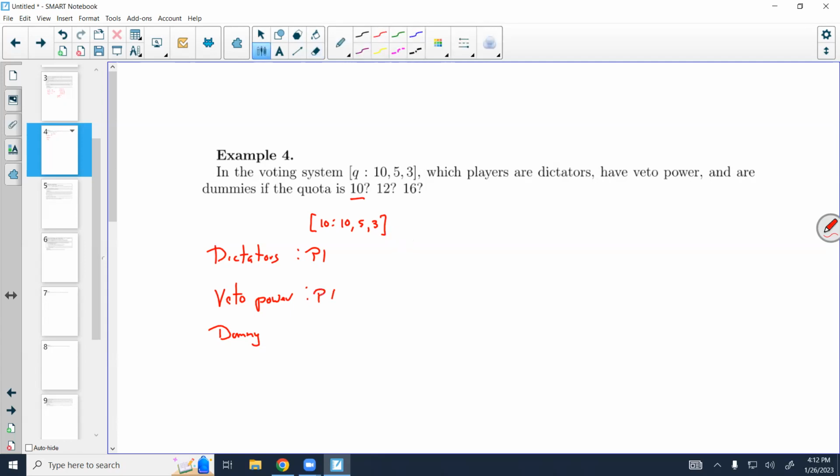Player 1 is. Does it matter what player 2 and player 3 do? It goes as player 1 says. So both of them are dummies. Okay? And it says do this with a quota of 12.